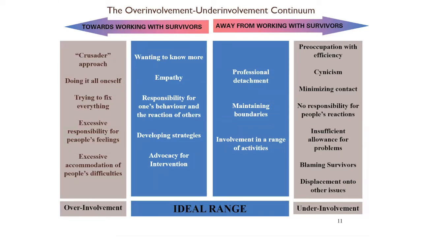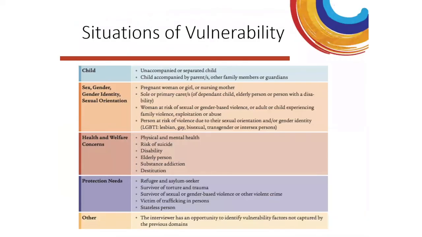The vulnerability screening tool outlines a number of situations of vulnerability that we should look out for. Broadly, these include children and youth, sex, gender identity and sexual orientation, health and welfare concerns, and protection needs. But the vulnerability screening tool also emphasizes that these categories are just to draw your attention, but there may be other factors not captured. You always need to consider the particular person who actually comes before you, and you cannot rely on a checkbox exercise.